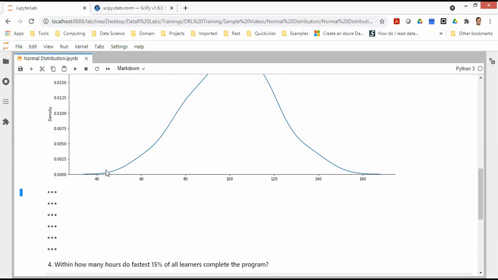And the final question would capture the flip side of what we have done so far. Now this question says, within how many hours do the fastest 15% of all the learners complete the program? So basically he's asking, given the probability of 0.15, calculate the z-score or the corresponding number of hours.